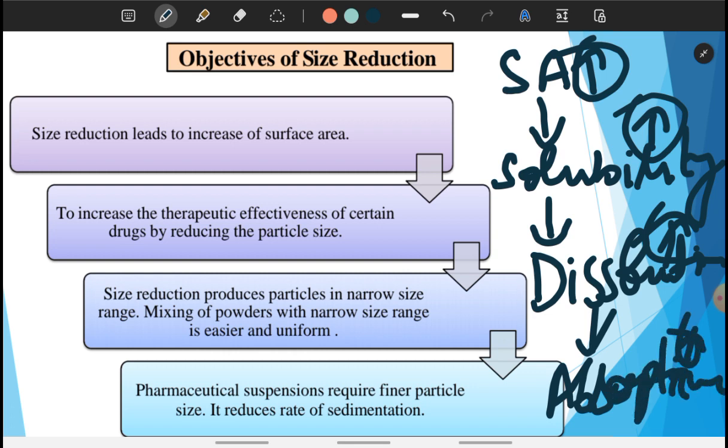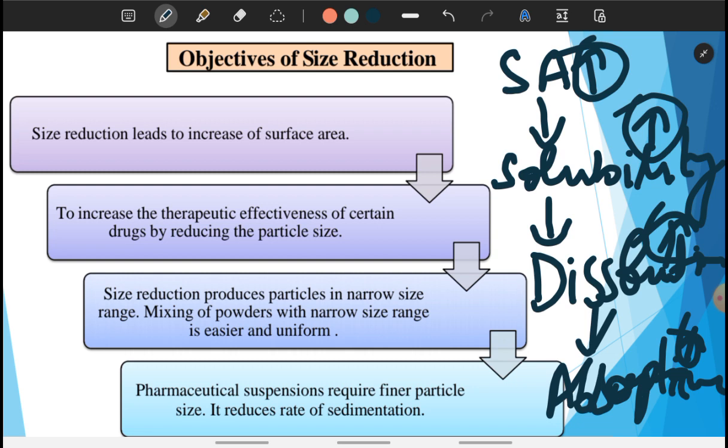If dissolution increases, the absorption of that drug will increase. Next point is to increase the therapeutic effectiveness of certain drugs by reducing the particle size. If the particle size is reduced, then the surface area will increase, solubility will increase, dissolution will increase, and absorption will increase. So the therapeutic effectiveness of that drug will be increased.